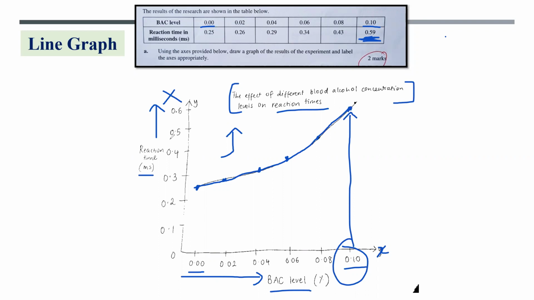Look, it's up to you. Usually you will get a choice. So depending on the data that you're given, you can decide whether you're more comfortable drawing it in the form of a bar graph or a line graph. Now, question is, would you get marks if you drew both?